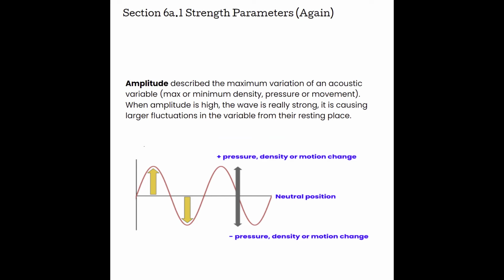Section 6A.1, strength parameters. Again, when we were discussing the seven parameters of a sound wave, there was a subset of parameters that described the strength or bigness of the wave. Those included amplitude, power, and intensity. We used amplitude to describe the maximum variation of an acoustic variable. Remember, those were density, pressure, and movement. When amplitude is high, the wave is really strong. It causes larger fluctuations in the variable from its normal resting place.